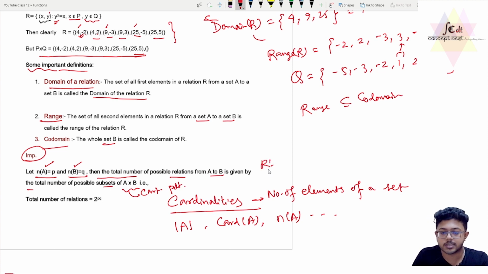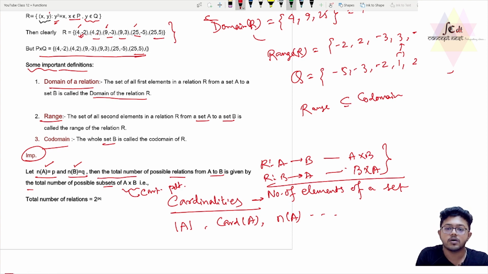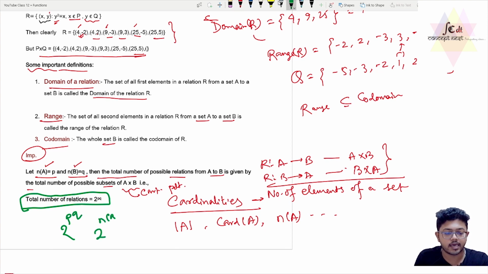So if the relation is from A to B, now if I am defining from B to A, then I'll consider the Cartesian product B cross A. And in this case, I'll consider the Cartesian product A cross B, right? So the total number of relations is 2 to the power P into Q, 2 to the power PQ. That means 2 to the power N(A) times N(B).